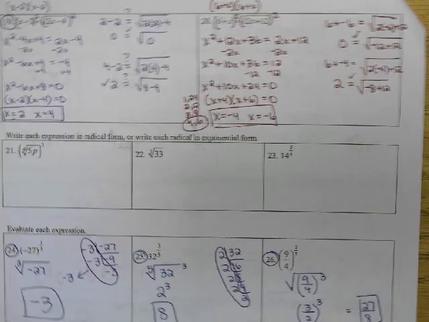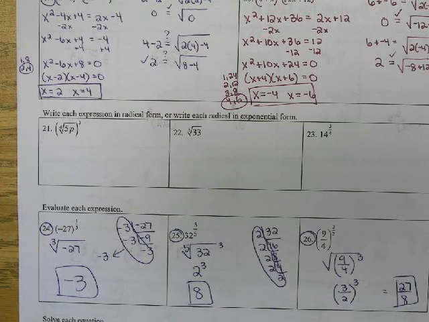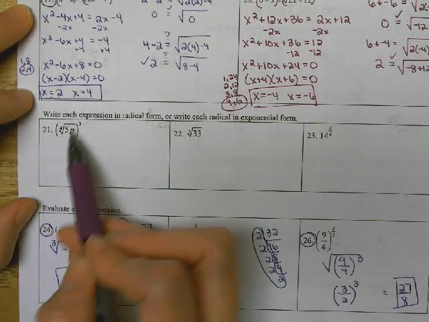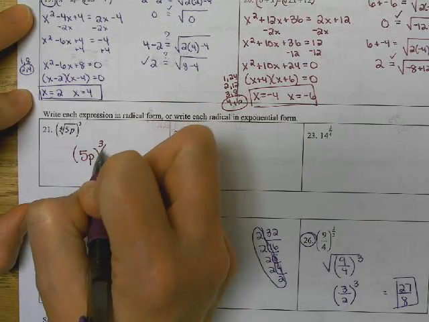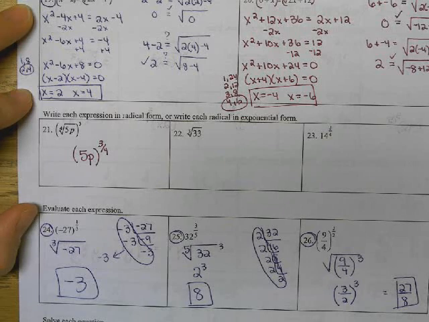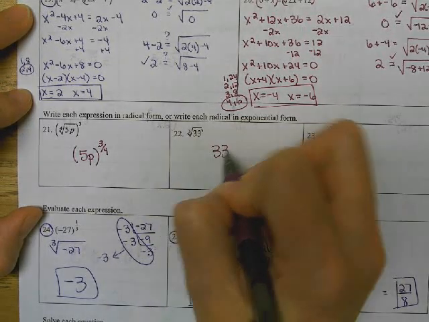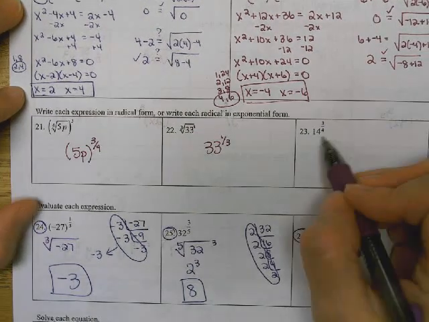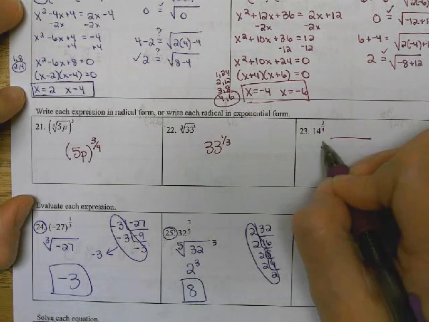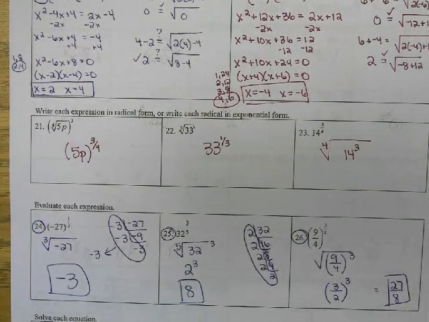Okay, 21 through 23, you were just rewriting in exponential or radical form. So I have the fourth root of 5p cubed, so you have 5p cubed and then the fourth root. Here you have 33 to the 1, but then you're taking the cube root, so 33 to the 1/3. Over here we're going to do the opposite, so I'm taking the fourth root of 14 cubed. Okay?